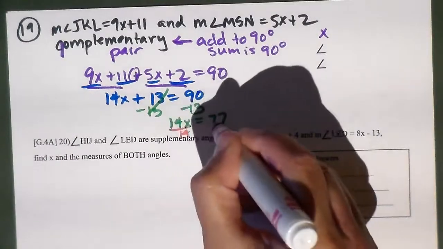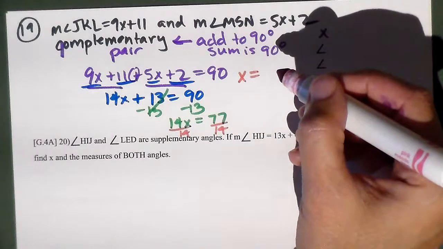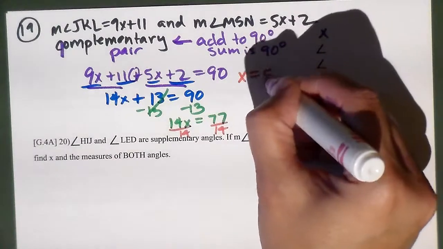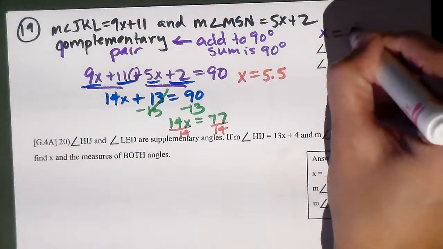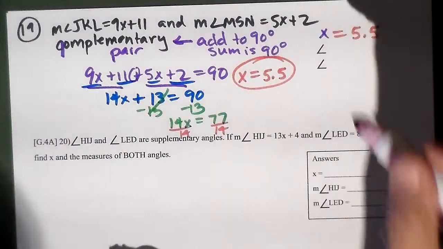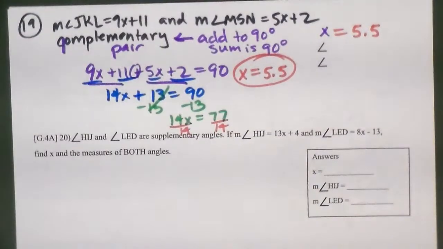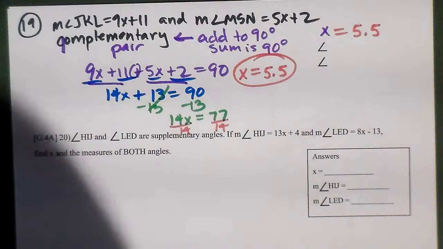So now I'm going to divide both sides by 14. So x is actually going to come out to 5.5. So your first answer was 5.5. That's x. Okay, x is 5.5. Again, set the two angles up. They add together to equal 90 because they are complementary.